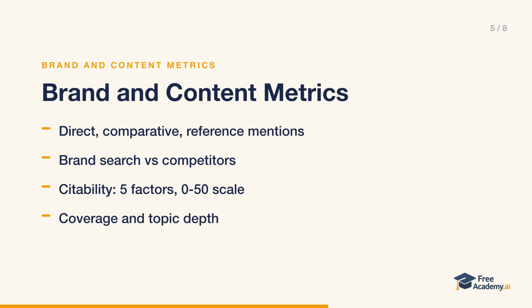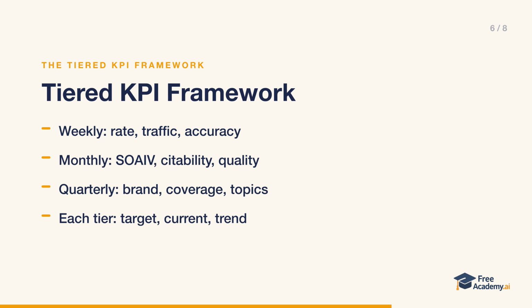Citation coverage is cited content pieces divided by total content pieces. Topic citation depth measures breadth across topics and depth within one. 12 metrics is a lot to watch, so organize them into 3 tiers.